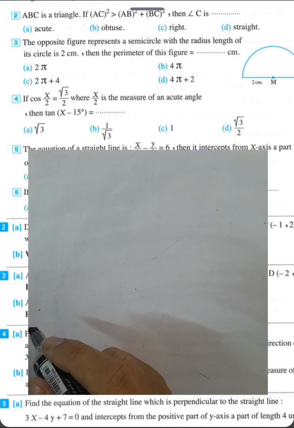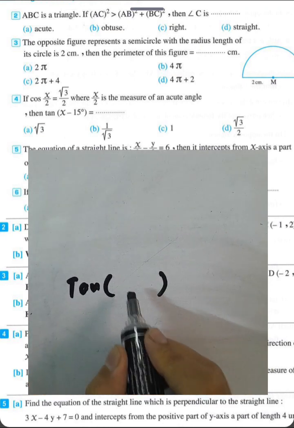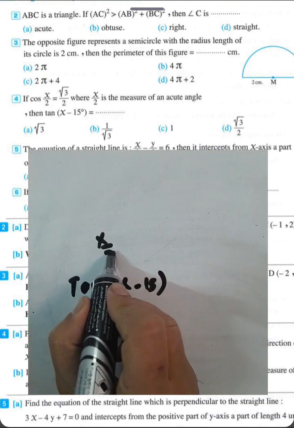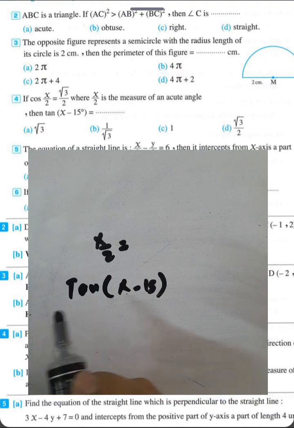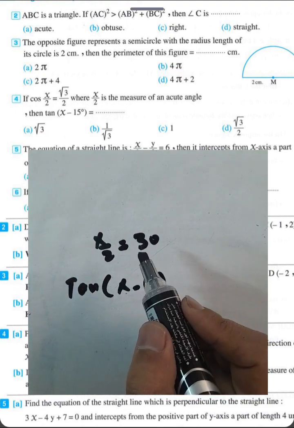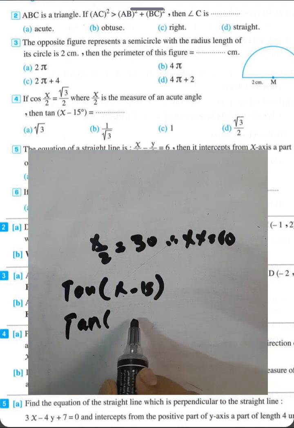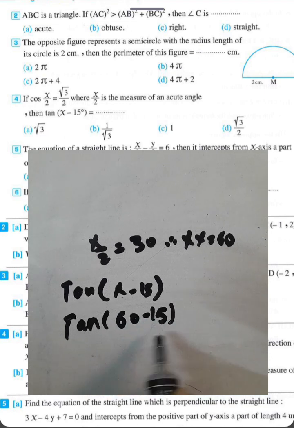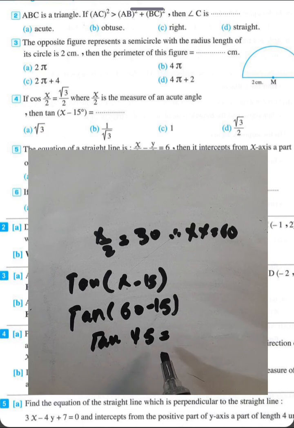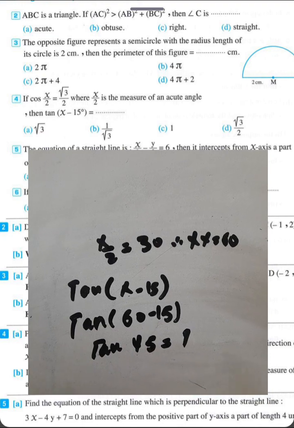Okay, you want to find what? Tan of angle x subtract 15. We found here x over 2 equals what? Cosine 30 equals root 3 over 2. And then we put x equal 60. Then we can find tan of 60 subtract 15. It will be tan of what? 60 minus 15 will be 45. Tan 45 will be 1. The result will be letter C about this example. Choose letter C.